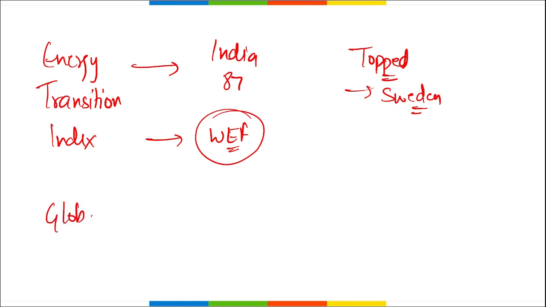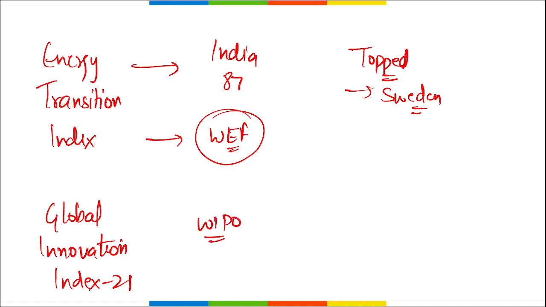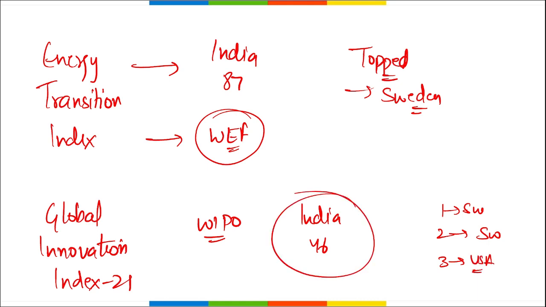Then we are talking about the Global Innovation Index. This is for the year 2021. This was released by WIPO, that is your World Intellectual Property Organization. The rank of India in this Global Innovation Index was 46th, and the country that topped was Switzerland, second position was Sweden, and third was USA. So the rank of India in the Global Innovation Index that you have to remember is 46th.